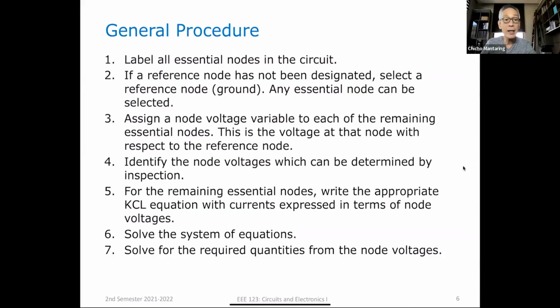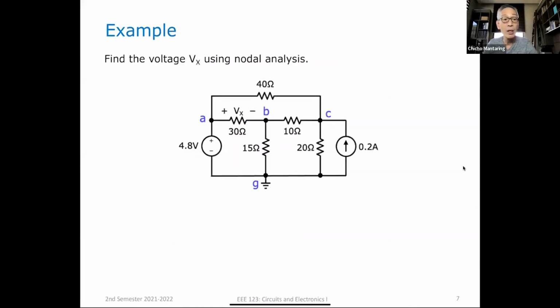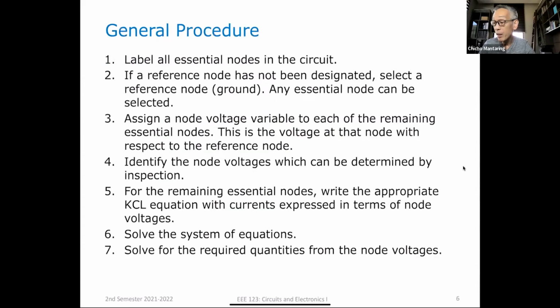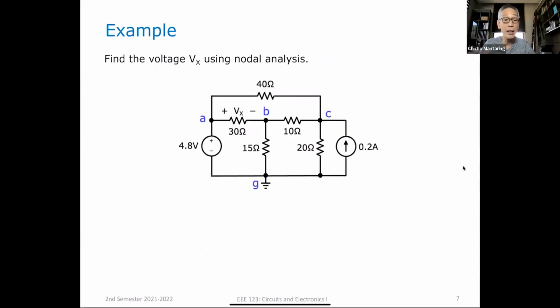Okay, so let's take an example. So the example is find the voltage Vx using nodal analysis. Vx is the voltage across my 30 ohm resistor. I want to find that voltage, and I'm going to use nodal analysis. Okay, so what is the first step? Label all the essential nodes. That has already been done, A, B, C, and G. I have 4 essential nodes, A, B, C, and G.